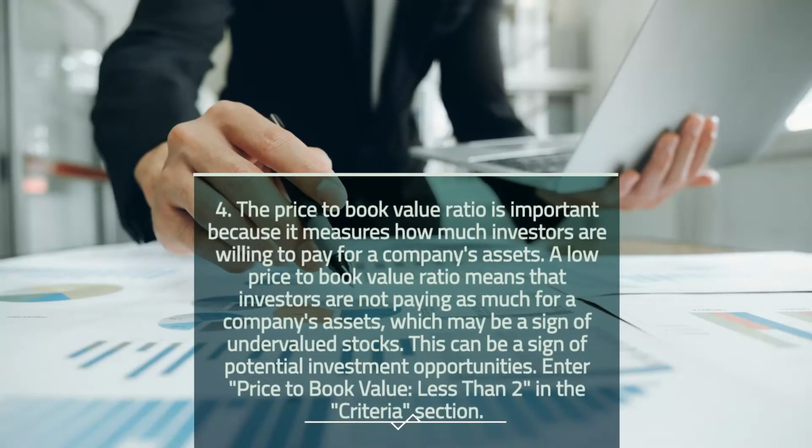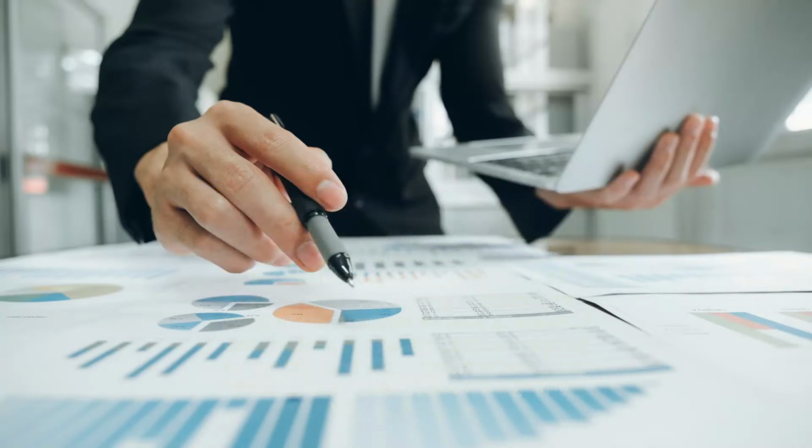4. The price-to-book value ratio is important because it measures how much investors are willing to pay for a company's assets. A low price-to-book value ratio means that investors are not paying as much for a company's assets, which may be a sign of undervalued stocks. This can be a sign of potential investment opportunities. Enter price-to-book value, less than 2 in the criteria section.